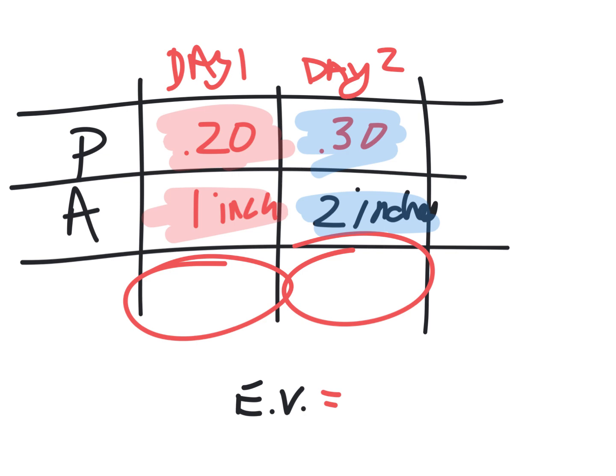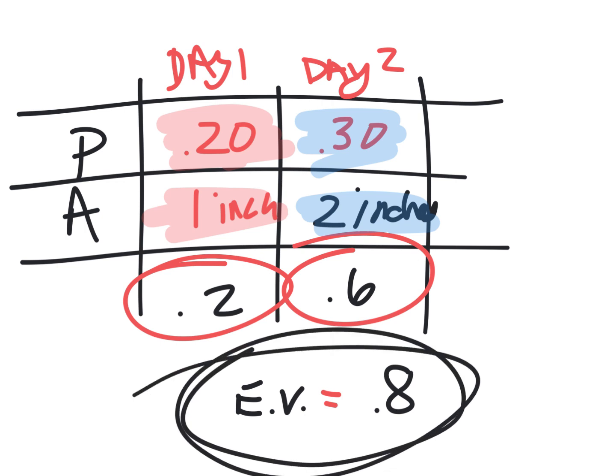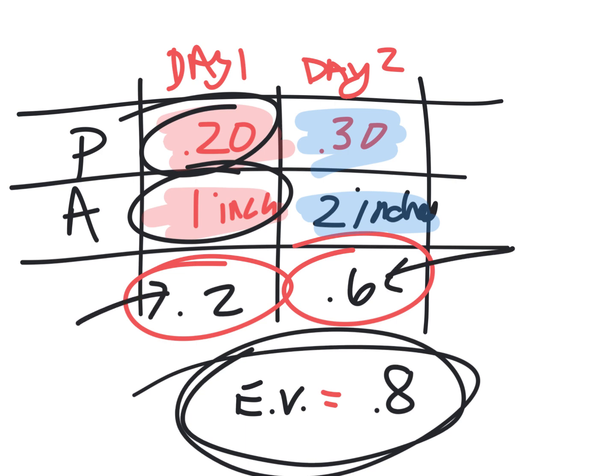Rena, what'd you get? I know you got 0.2 for that one because it's just timesing by 1. What'd you get for the other one? 0.6. And then you add them all up. What'd you get? 0.8. That's how much rain we should expect, 0.8 of an inch. You see how this could actually be used in the real world? That's the expected value. Take the probability times the amount. Just put it here. Same thing over here. Just add them all up. All right.